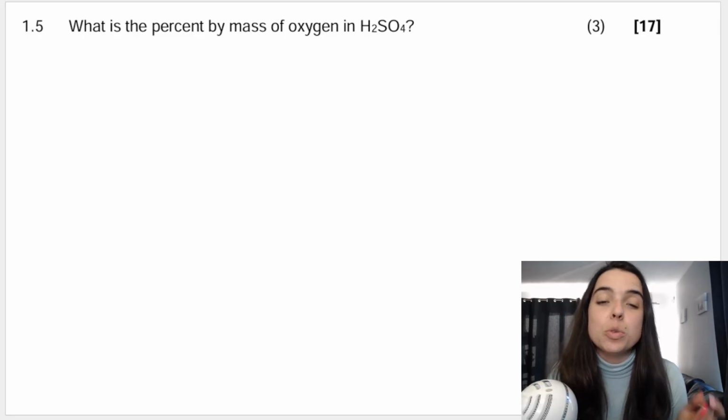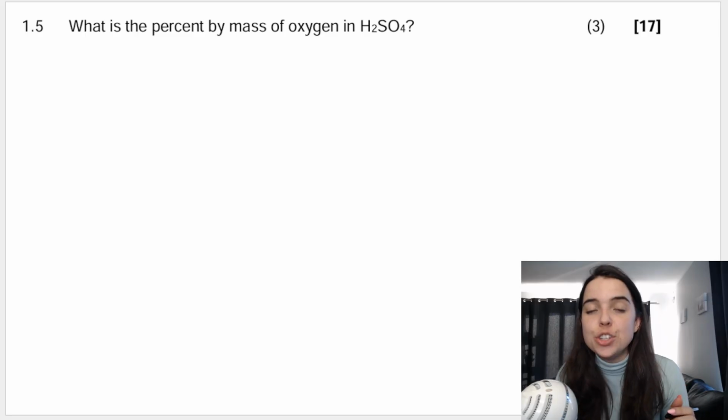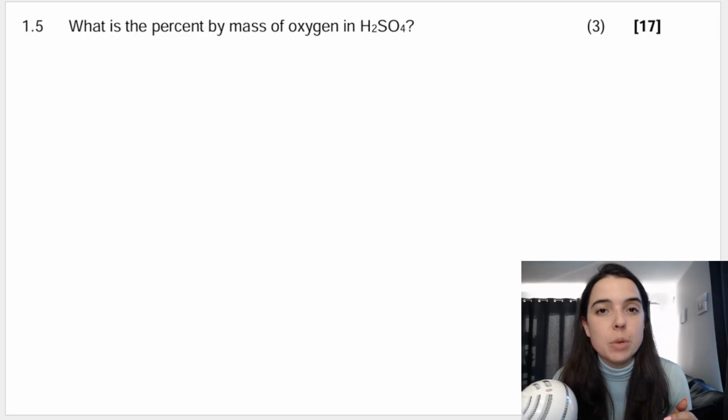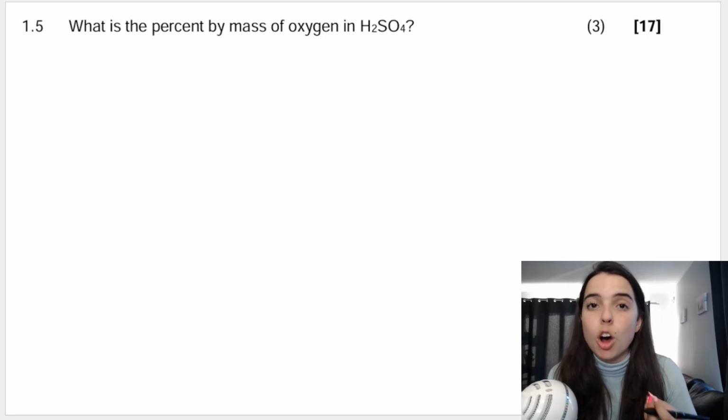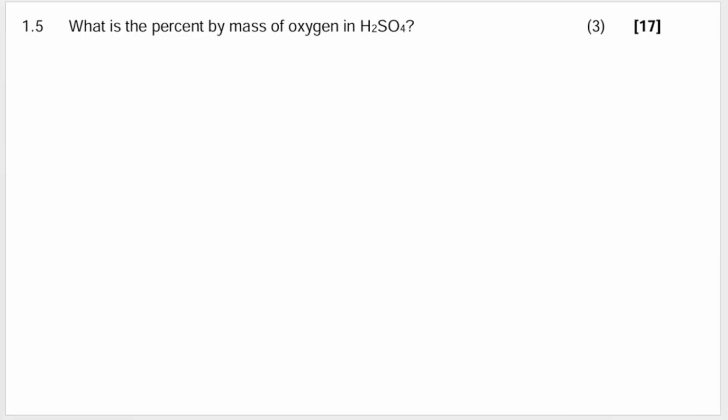The next question says, what is the percent by mass of oxygen in H2SO4? Now, the wording of this throws a lot of students off. Basically, what they're asking is for percentage composition, which we also did call percent by mass. Now, when working out a percentage, you know that you need a fraction. So we're going to have a numerator and a denominator, and we're going to times it by 100, and that will get me a percentage. Now, what do they want a percentage of? They want percent of oxygen.